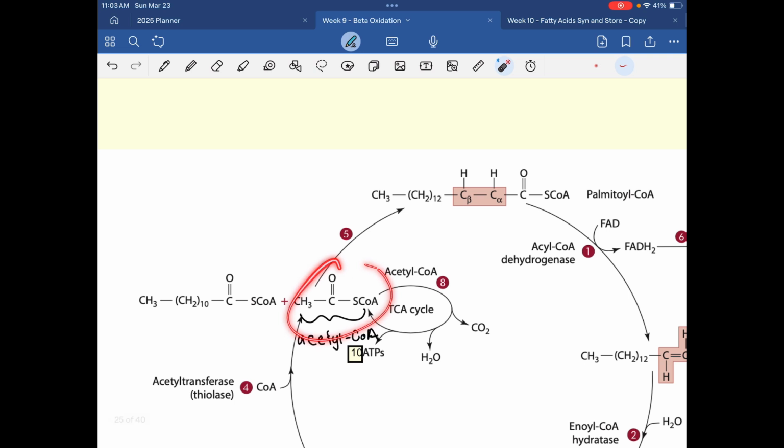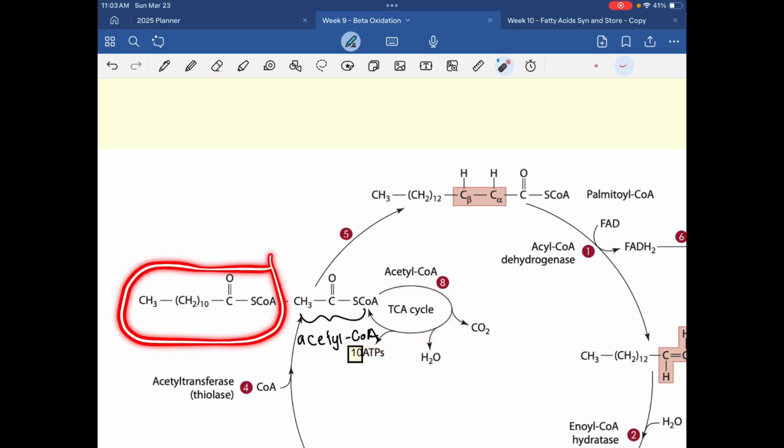That acetyl-CoA is going to go through the TCA cycle. You're going to get lots of ATP from it. That's great. Not only are you going to get ATP from it, but also from the electron carriers that are being produced from the TCA cycle alone. So essentially what we have here is something very similar to what we started with. It's just 2 carbons shorter.